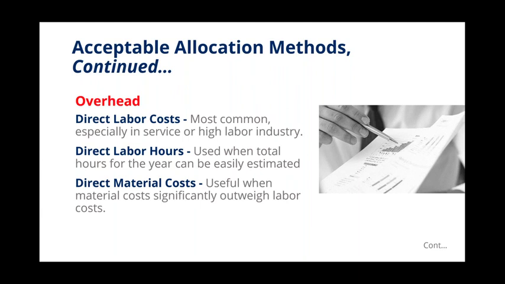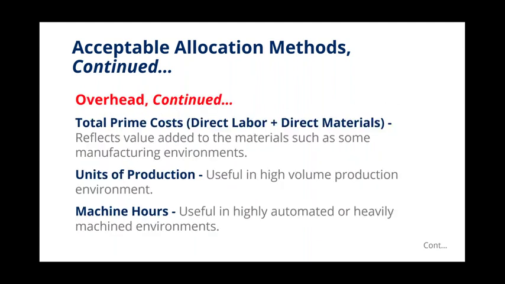The third method on the screen here is direct material costs. Again, this is useful in a situation where material costs, I'd say, significantly outweigh labor costs. That could be something where you have a few people doing a lot of work with a lot of materials, potentially, right? So we've got a very high material cost in comparison to labor, so maybe it makes more sense to allocate overhead over the material costs.